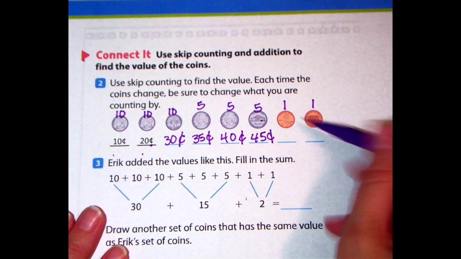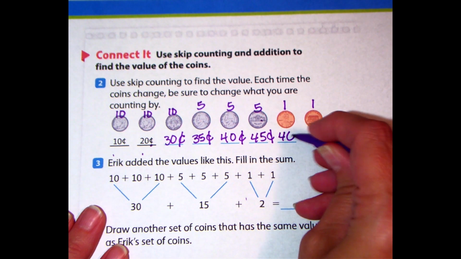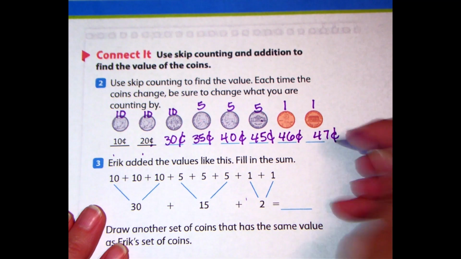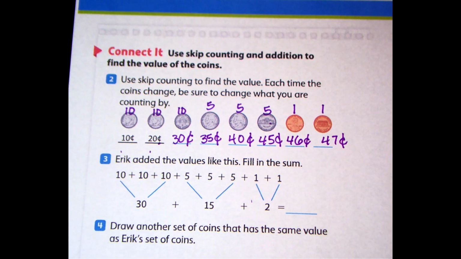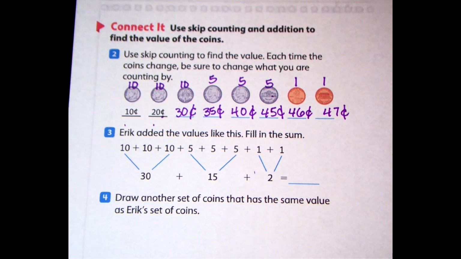Then we're going to count by ones. I only have one. So 45, 46, and 47. Okay? And remember to put your cent mark by each one. Great job, guys.